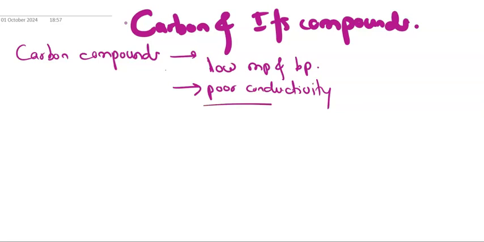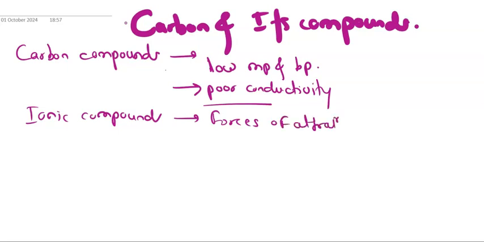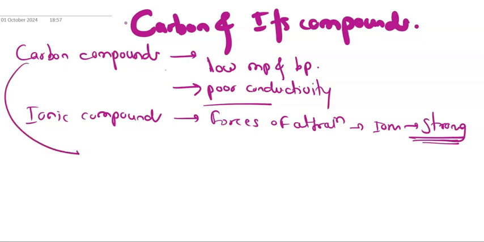Why is this? Because we know about ionic compounds. What do we know about ionic compounds? We know that they have forces of attraction between the ions, which is very strong. But in the case of carbon compounds, it is weak. That's why they show poor conductivity towards electricity.